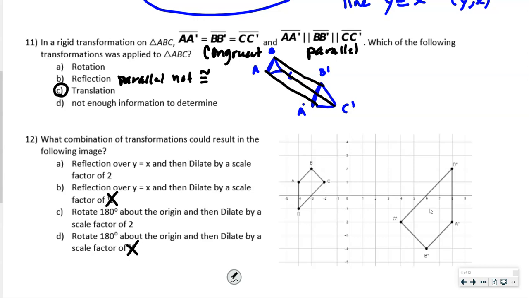Okay, then we're just going to connect our vertices again. So I've got D to D prime there, and I've got C to C prime right there. They cross, so that means it's a rotation, right? So that's why the answer is C.